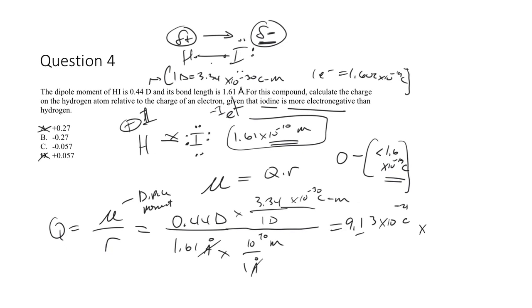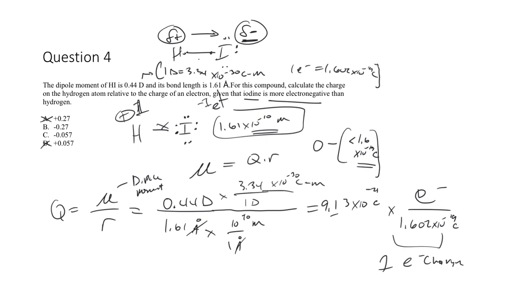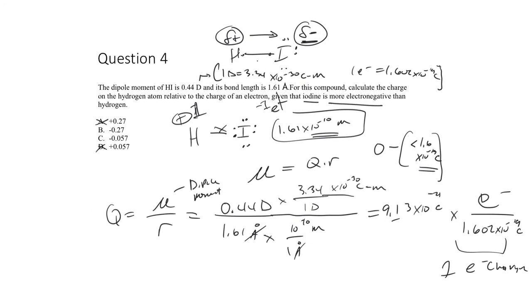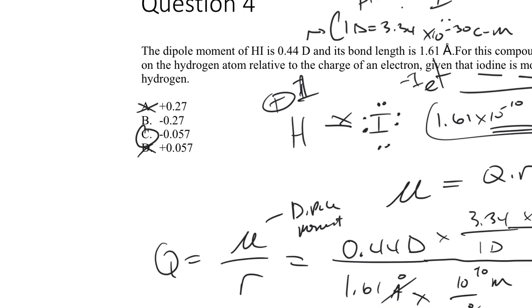We just need to say the charge of 1 electron is 1.602 times 10 to the minus 19 coulombs per electron. Just using the charge of 1 electron. And so we divide this by 1.602 e to the minus 19, and it's 0.057, meaning the charge on hydrogen and iodine are 0.057, where one's plus, one's minus. Hydrogen would be the plus, iodine is going to be the minus. So answer C.